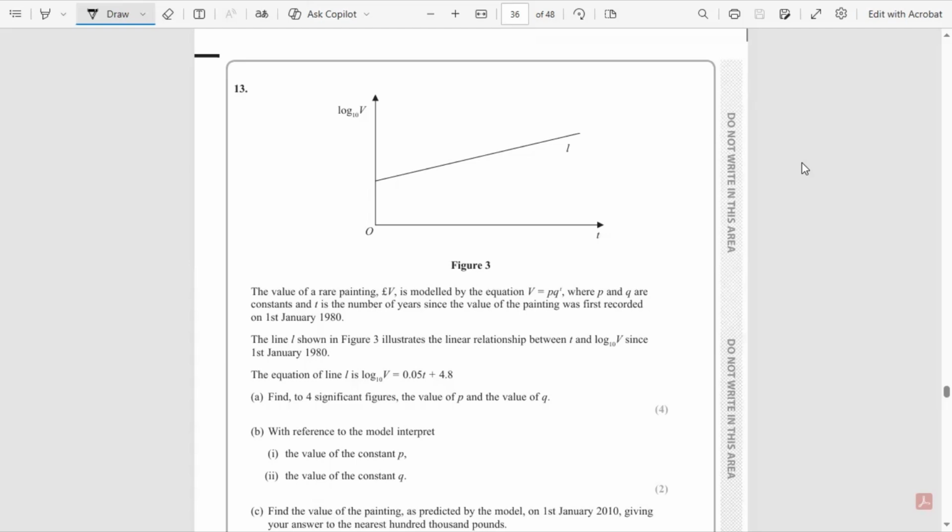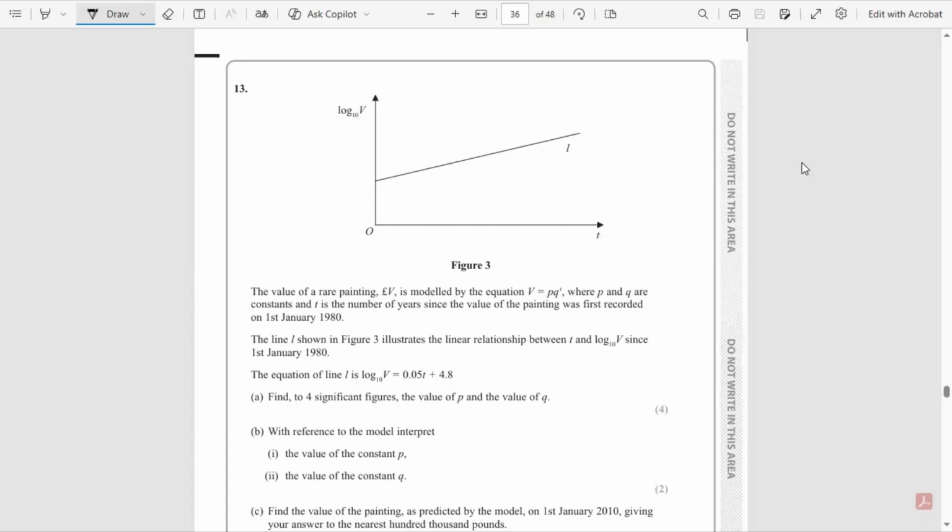Hi everyone. So in this video, we're going to work through another pure maths question from the AS 2018 paper. And this question is about exponential modeling with some logs. So the value of a rare painting, V pounds, is modeled by the equation V equals P times Q to the power of T, where P and Q are constants and T is the number of years.